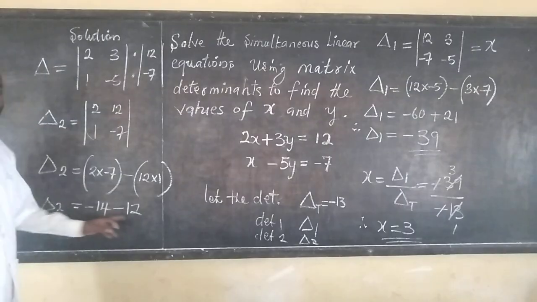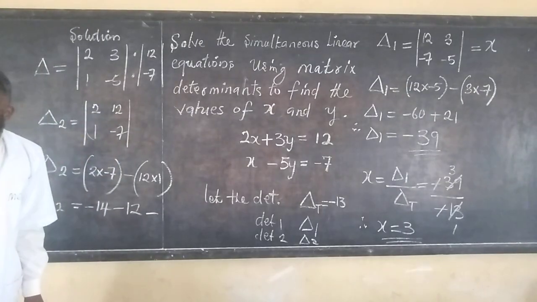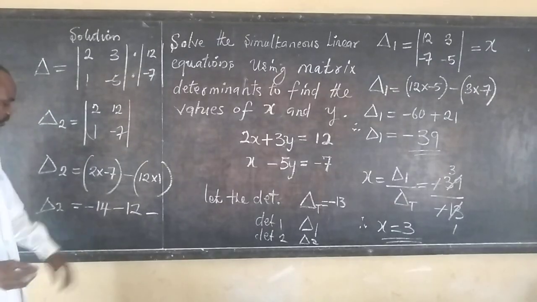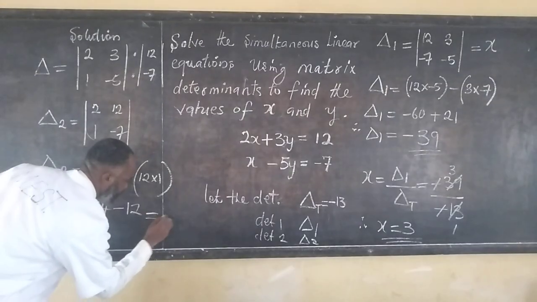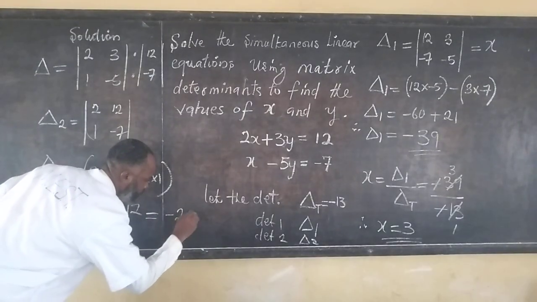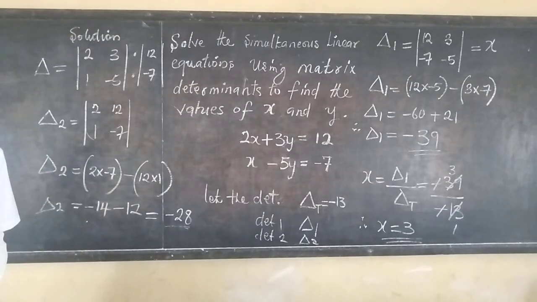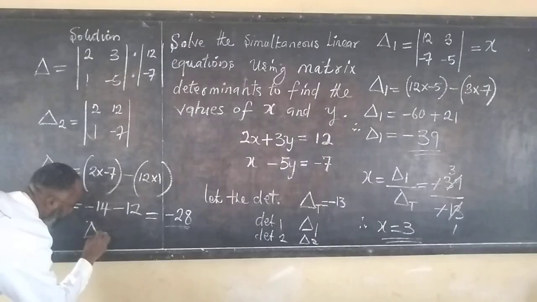Good. When we do the normal thing here, we have minus 14 minus 12 is going to give us minus 28. Yes. This is going to give us minus 28. So, determinant 2 has been found.